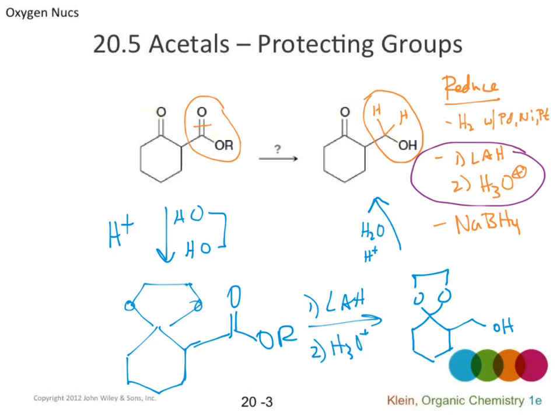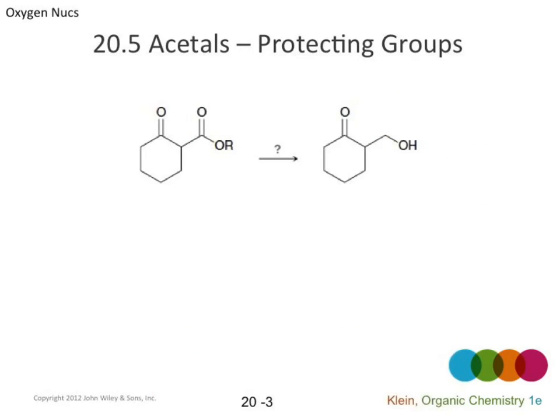What if we wanted to reduce the carbonyl and not the ester? Now, if we try a protecting group, that's not going to work because it's not going to protect the ester. Everybody see what I'm asking? So what I'm saying is instead of this product, we wanted this. How do we do that one?